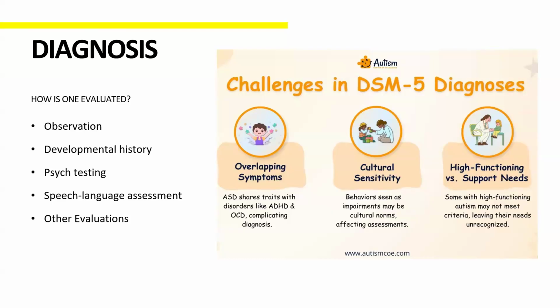During the evaluation process, the evaluator will use a variety of strategies to complete their assessment. These strategies include reviewing collateral information, doing a direct observation, psych testing such as the ADOS, as well as other assessments as are appropriate for that individual.